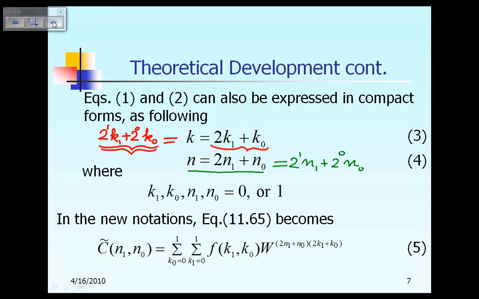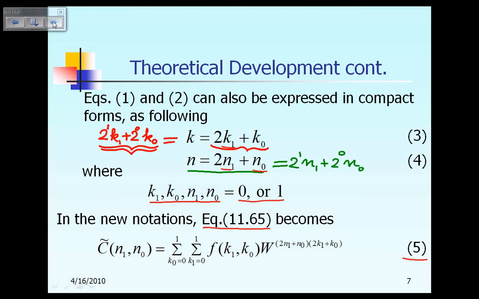Now, according to the previous slides, k1, k0, n1, n0 are all binary numbers. That means the value of k1 or k0, n1 or n0, can be only either 0 or 1. So now with those new notations introduced, equation 11.65 that I showed you on the previous slide now becomes equation 5. Now let's take a look at why that is the case.